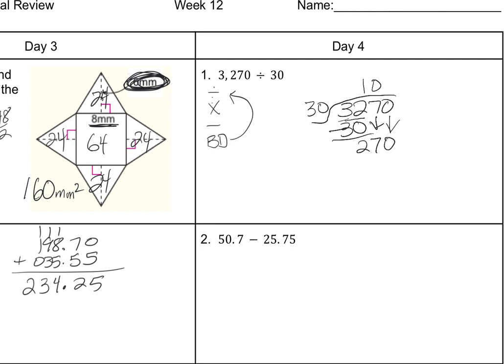Bring down my next digit. So now I'm dividing 270 into 30 groups. There will be 9 in each group because 9 times 3 is 27, and that 9 times that 0 is 0. 109 is my answer.